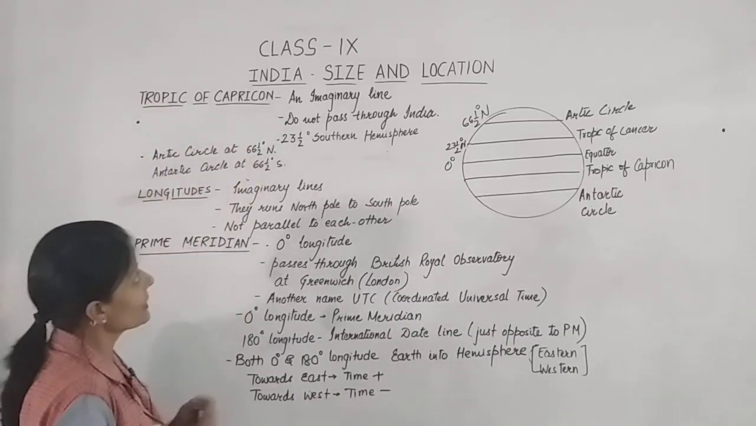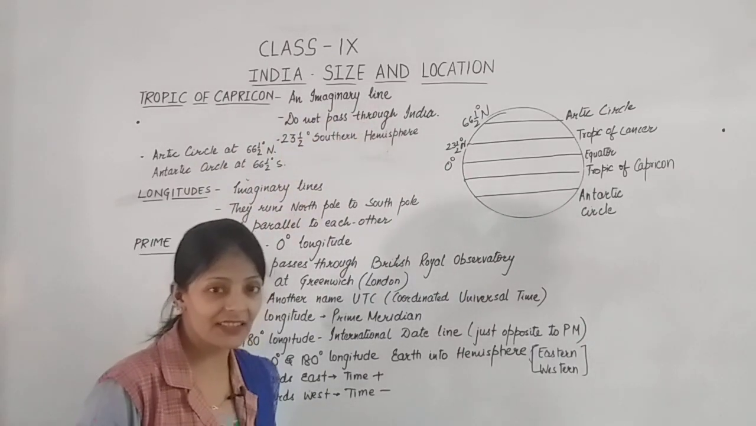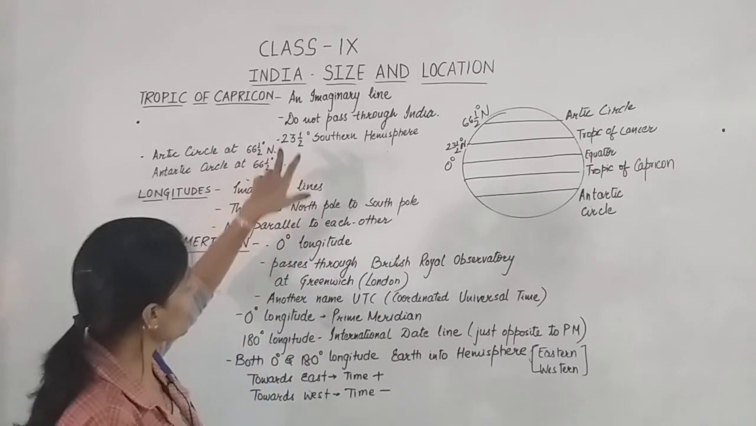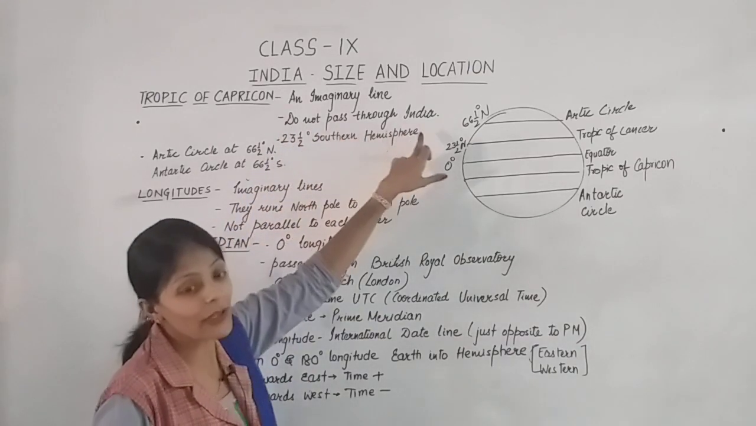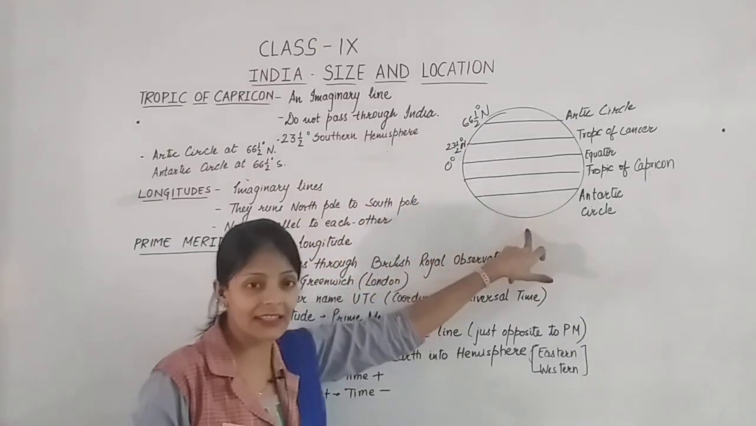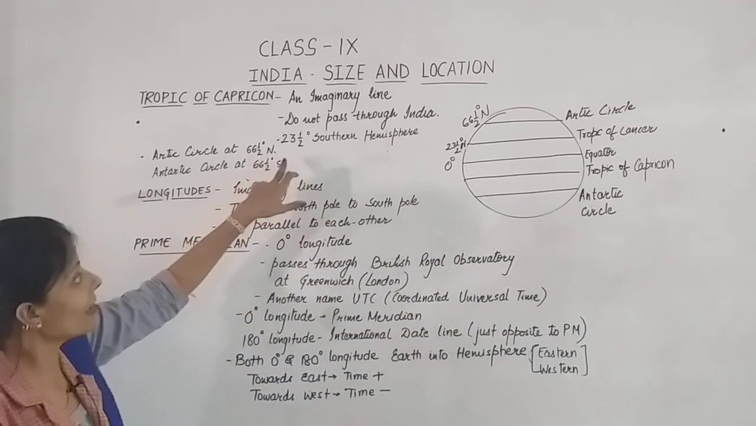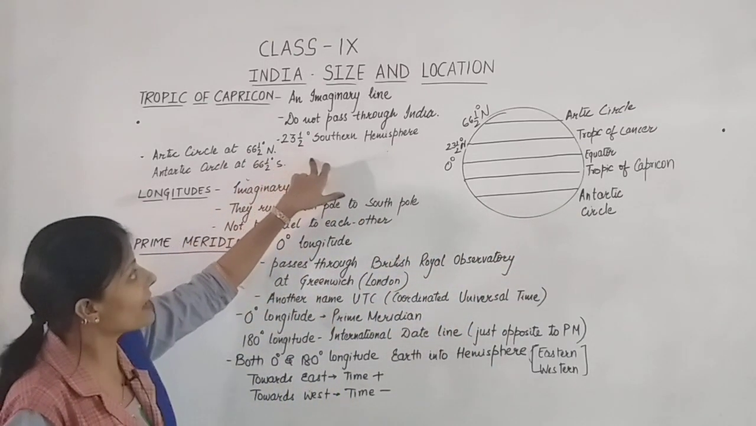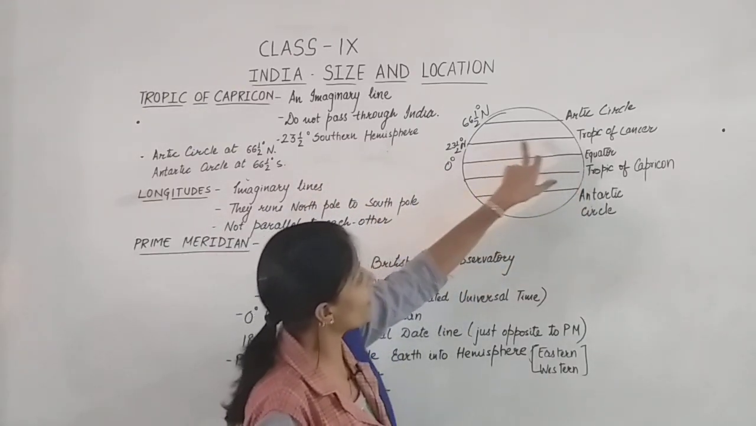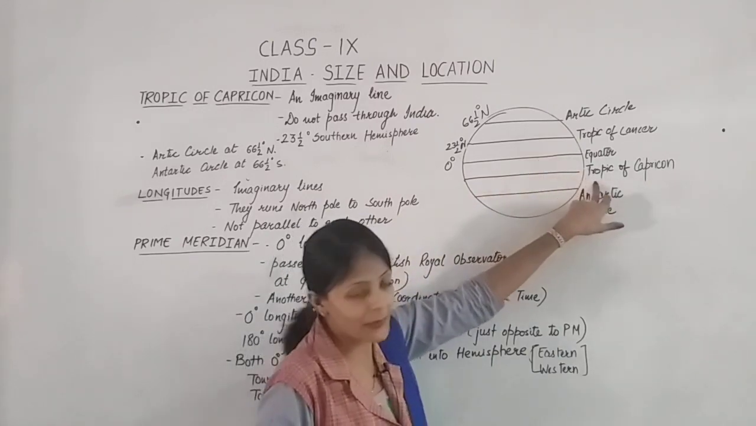The Tropic of Capricorn is again an imaginary line, because we have already discussed that all latitudes and longitudes are imaginary lines. Okay, it does not pass through India. Let me tell you students, it is in the southern hemisphere, that's why it does not pass through India. It is at 23.5 degrees in the southern hemisphere. See in this diagram students, this is the Tropic of Cancer, this is the equator and this is the Tropic of Capricorn.